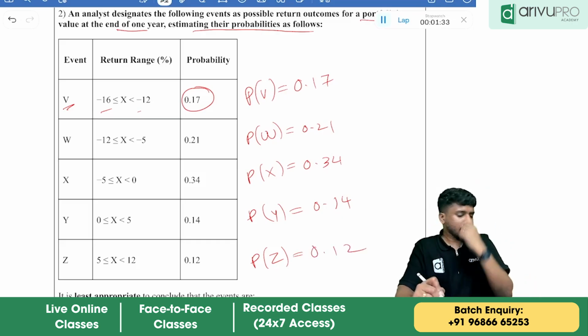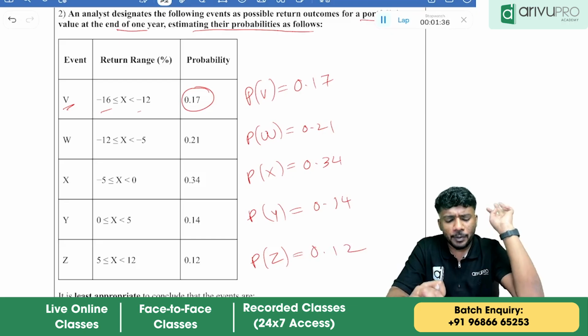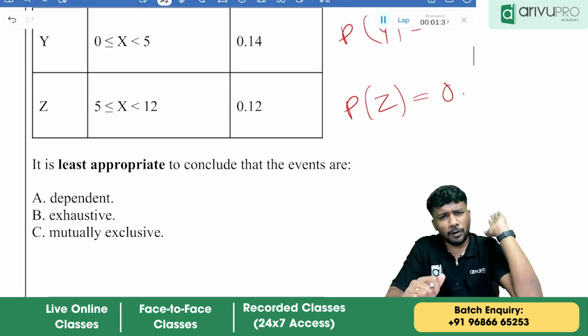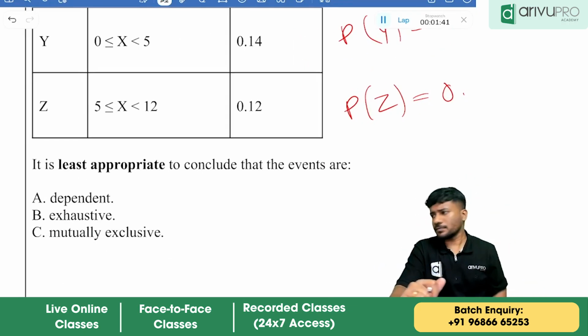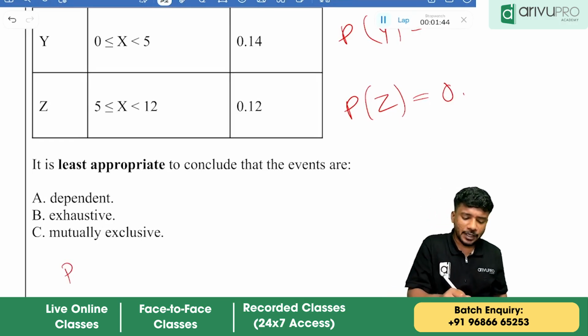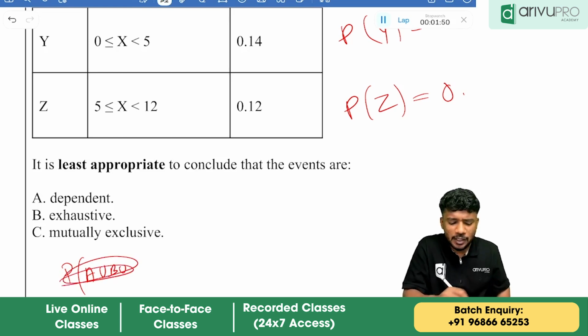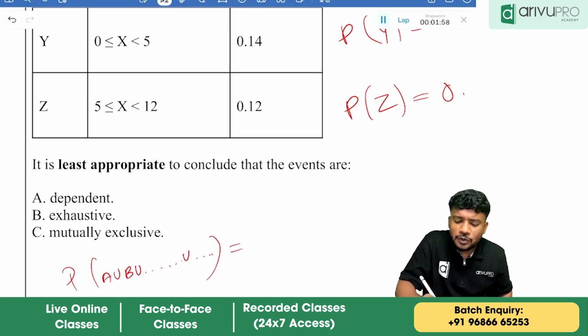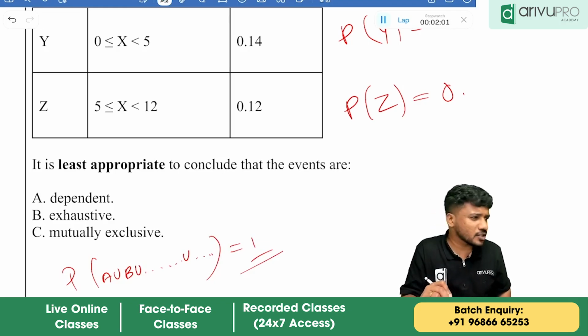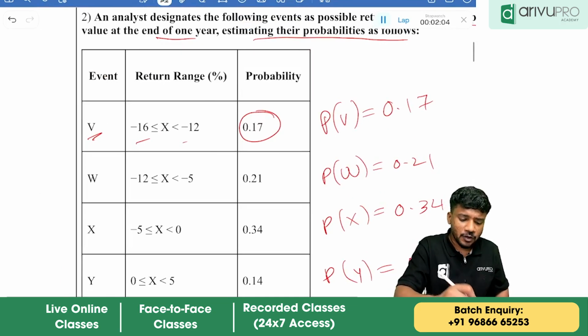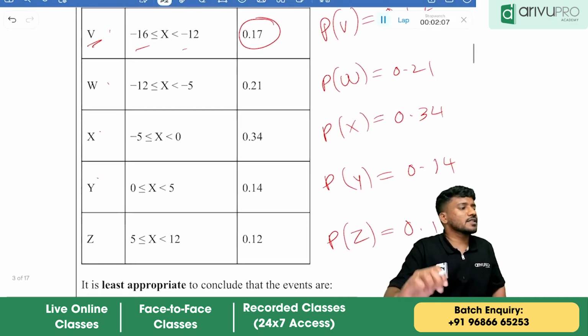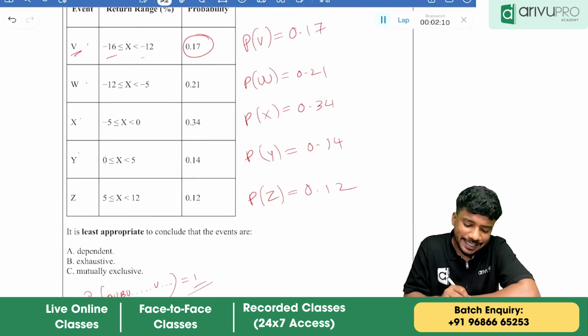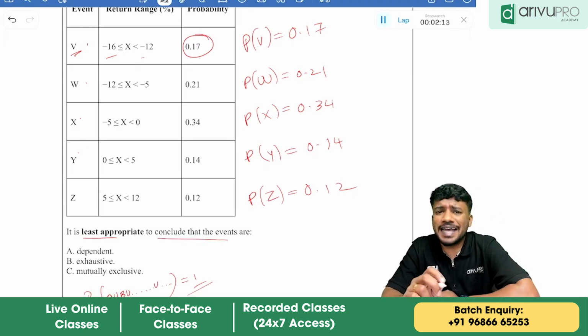Then P of Z is equal to 0.12. Okay. Now, when will a probability function become exhaustive? Exhaustive means P of A union B union, however many unions there are, should be equal to 1. Previously we only considered 2 events. In this case, how many events are there? 1, 2, 3, 4, 5 events are there. Now the question is, it is least appropriate to conclude the events are dash.